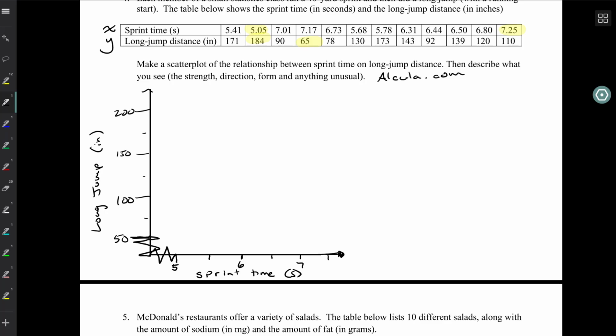So now I'm going to start plotting these points one by one, starting with 5.41, comma 171. So 5.41 is going to be somewhere right over here on the x-axis, but then it's going to go all the way up to 171, so that's roughly right about here. And when we are sketching a scatter plot, you don't need to be super precise when you're setting your own scale. If you're provided a scale, that's when you need to be a little bit more deliberate. Next one, we have 5.05, 184, so that's going to be just to the right of 5 seconds, and a little bit closer to 200. It's going to be right about here. Okay, so now we'll go through and just start doing these rather quickly.